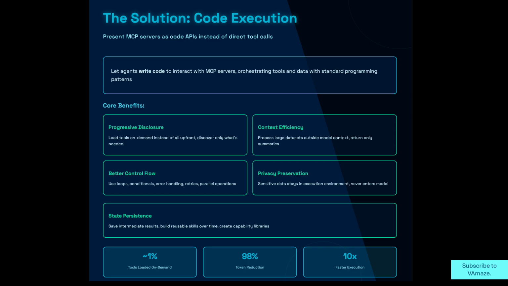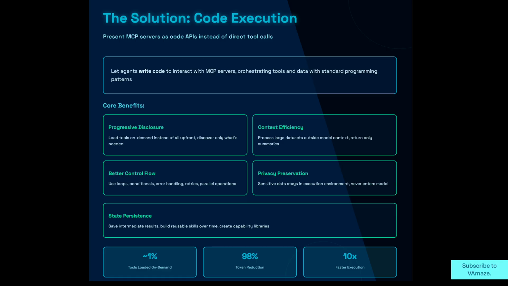First, progressive disclosure. Instead of loading all tool definitions up front, the agent can discover and load only the tools it actually needs for the current task. It's like having a library where you only check out the books you need rather than carrying the entire library around with you. Second, context efficiency. Data can be processed in the code execution environment, not in the model's context. The agent can fetch large datasets, filter them, transform them, and only pass the final relevant results back to the model.